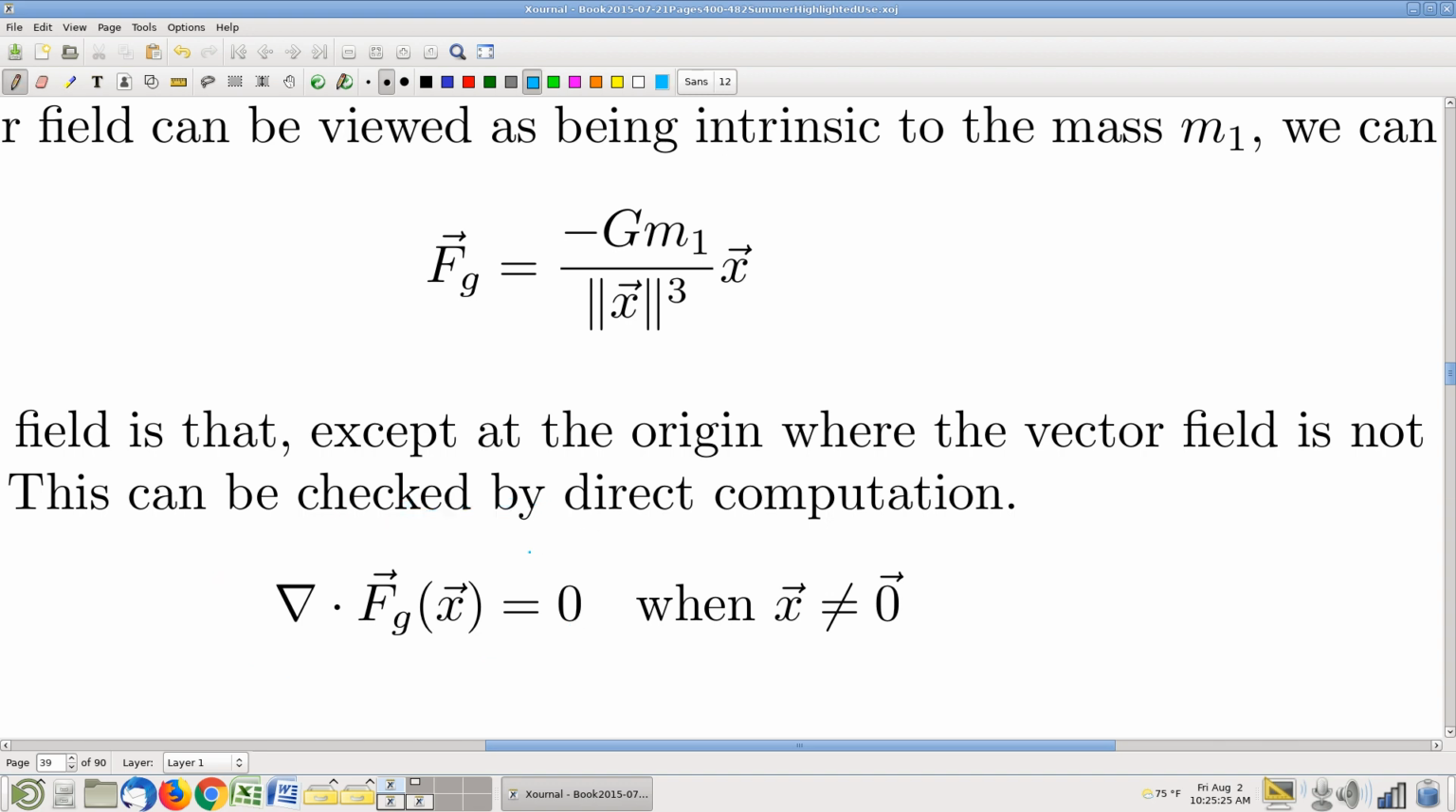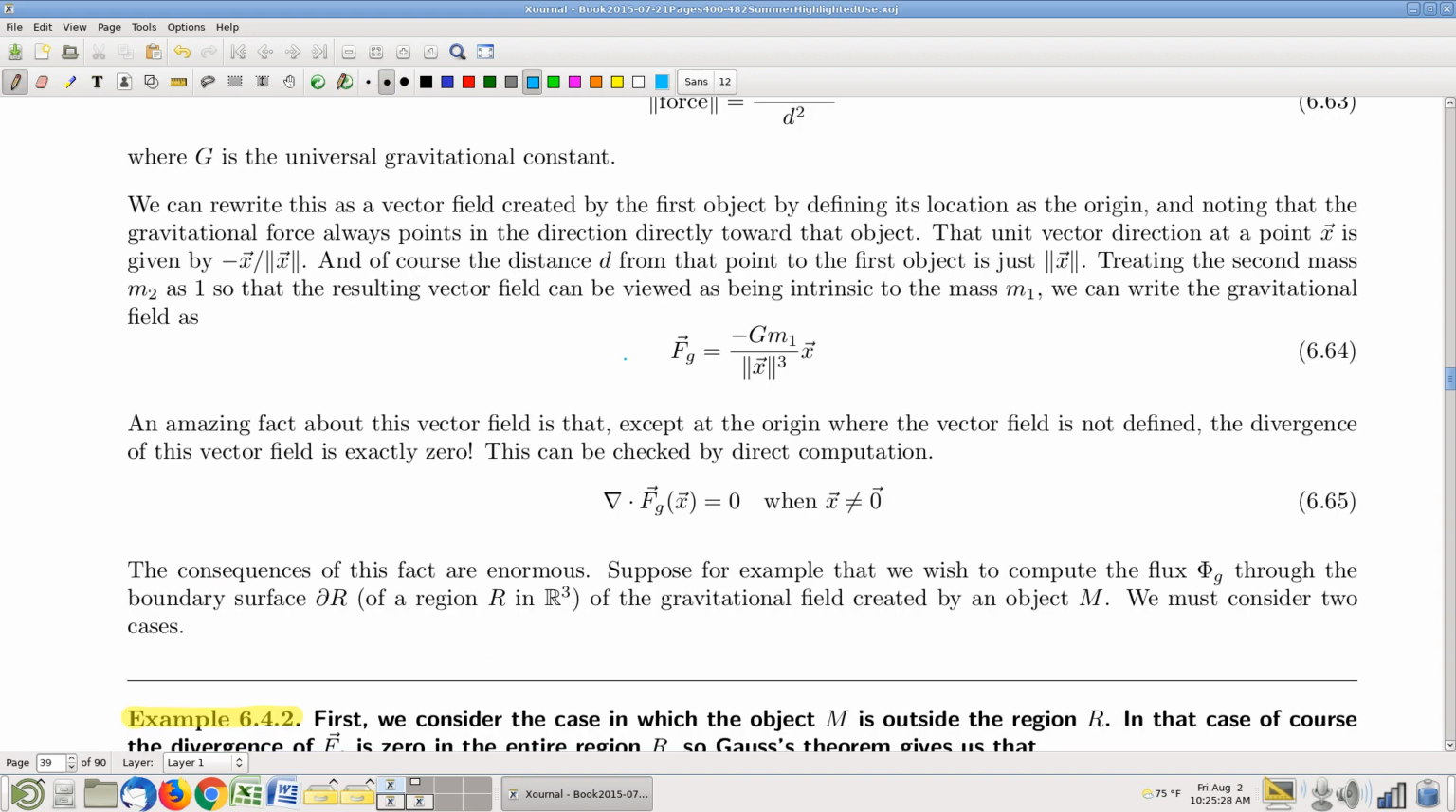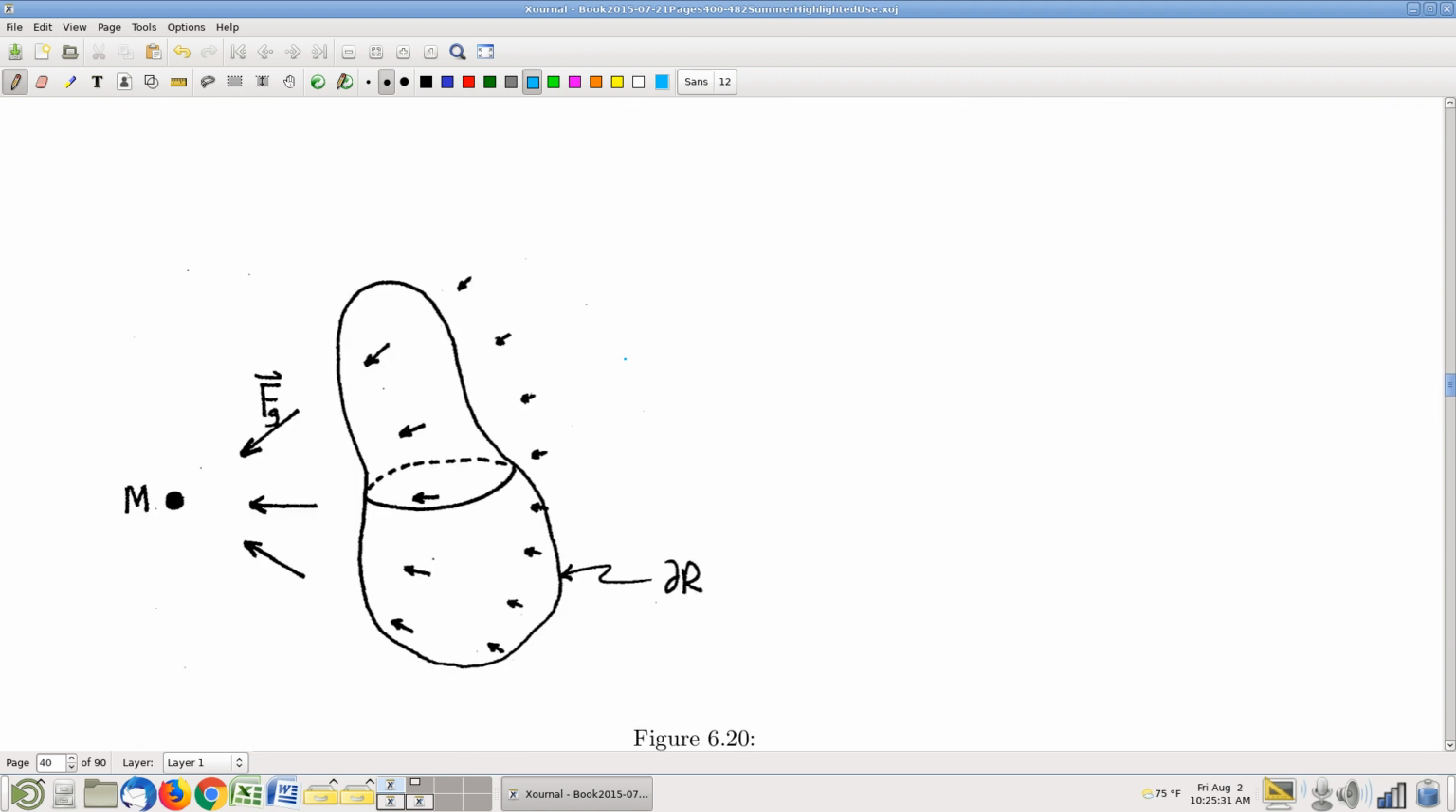Alrighty. So let's see some consequences of this. We're going to start off by looking at this scenario. Here is a point mass, and that mass creates a gravitational field. Gravitational fields point toward the mass. As you all know, they get weaker the further you get away. Closer they're stronger, further away they're weaker. Okay. And now let's suppose that I have a solid region here. And that solid region, of course, has a boundary.